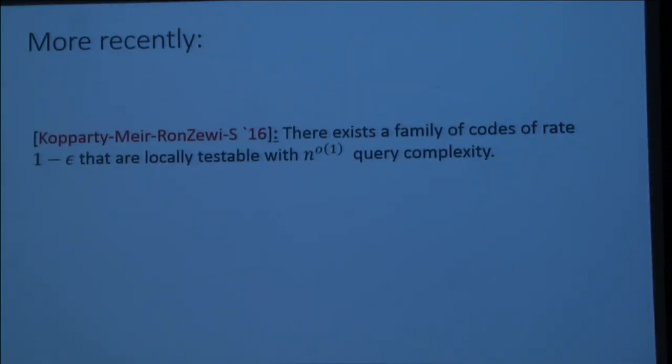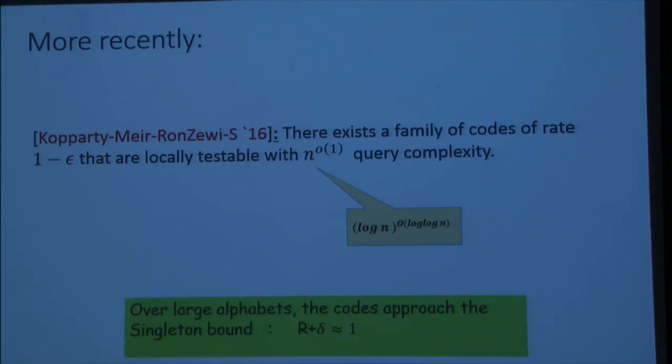And then this other recent work with, again, Swastik, Orr and Noga, we can get codes of high rate locally testable with n to the little o(1) queries, and we get much improved query complexity in the LTC setting. We can get (log n) to the O(log n), so quasi-polylogarithmic query complexity for LTCs. And again, over large alphabets, these codes approach the singleton bound. So we can get high rate and quasi-polylog query complexity for LTCs, and this is the best we know today.